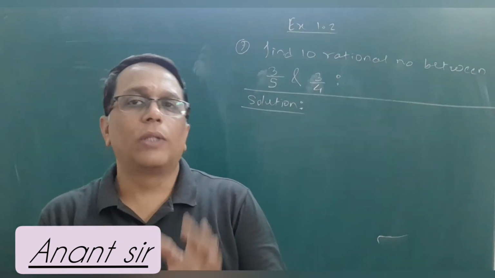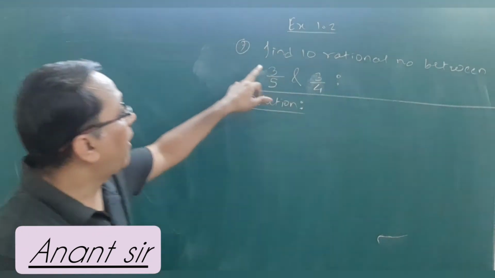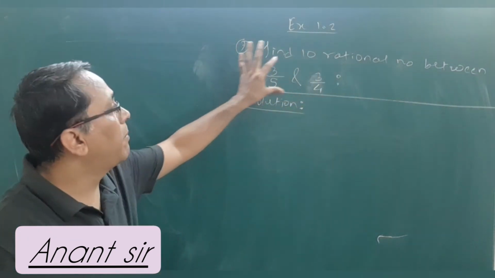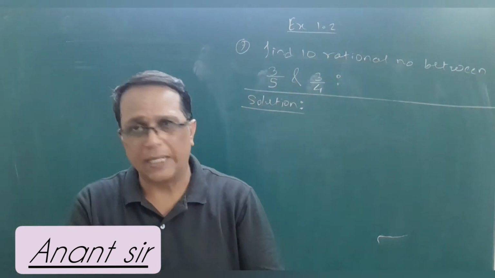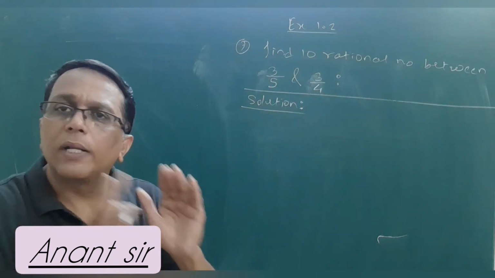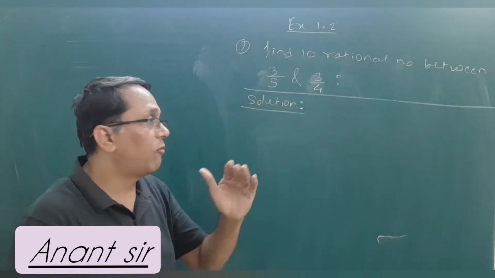So students, now this is the last question of the first chapter, rational numbers. Find 10 rational numbers between 3 by 5 and 3 by 4. Okay. First of all, the process is same. First we make the denominator same, right? So what is the denominator? 5 and 4. So what is the LCM of 5 and 4?